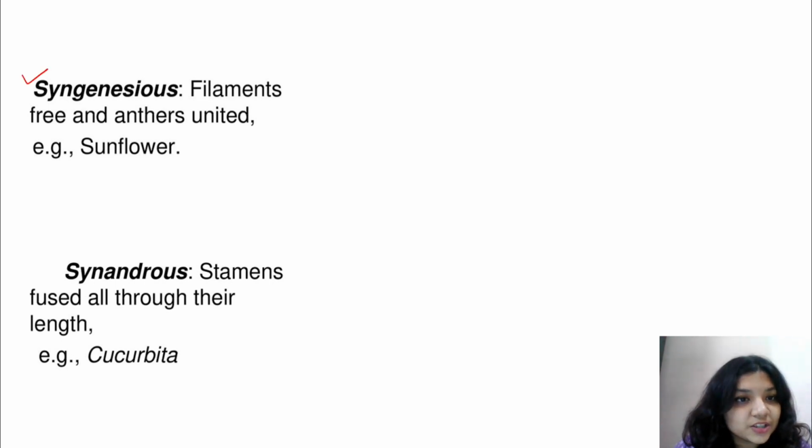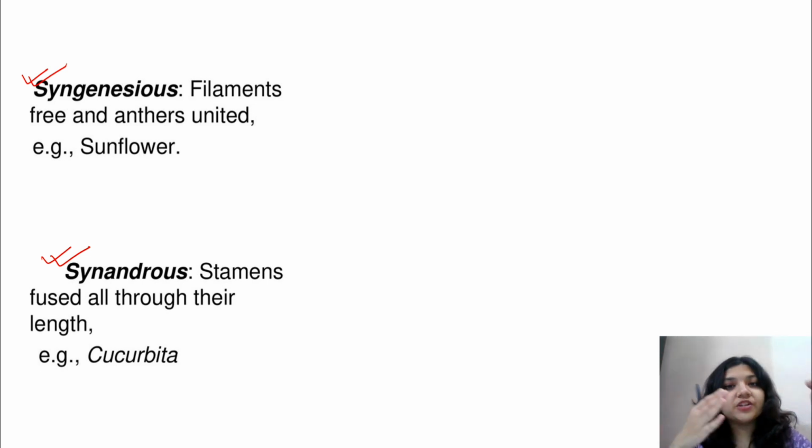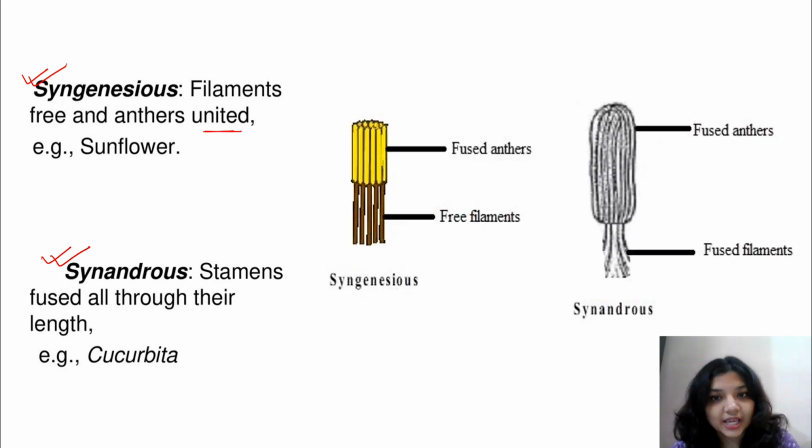The other categories that we have, what are they? You have Syngenesious and Synandrous. Now, in case of Monoadelphous, Diadelphous, Polyadelphous, what did we see? That our filaments were all united, right? While the anthers were free. But in case of Syngenesious, you see that the reverse has occurred. The filaments are free while the anthers are united in this case. The diagram should make it more clear. That is, the filaments are free, while the anthers are fused with each other. A good example is sunflower.